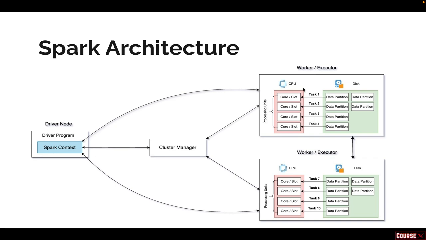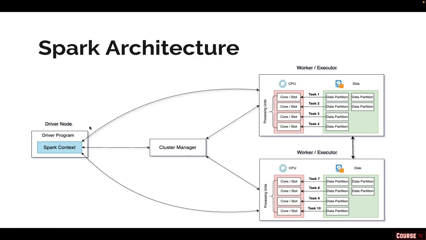The executor reports the progress of these tasks and the results to the driver, and the driver collects the results from the executor and produces the final output. So this is the flow of job execution in Spark. Once this is clear to you, let's move ahead to understand each and every component of this architecture a little bit more. The first one is the driver.